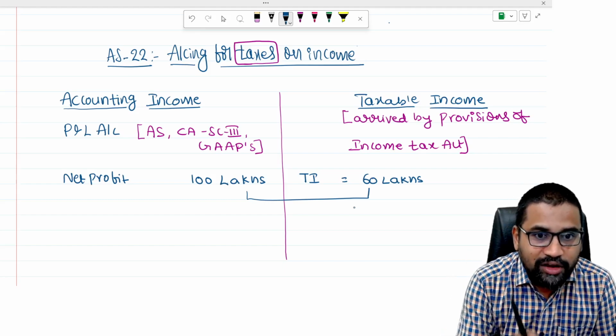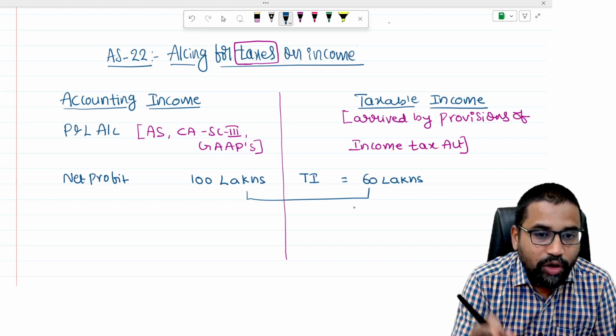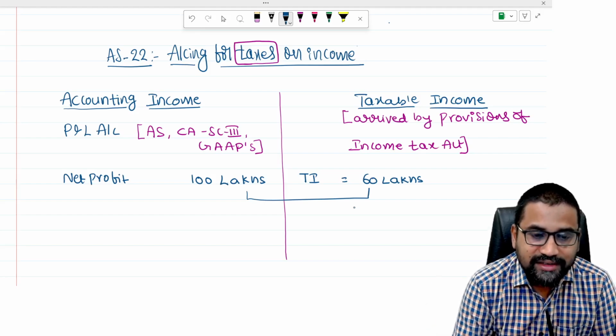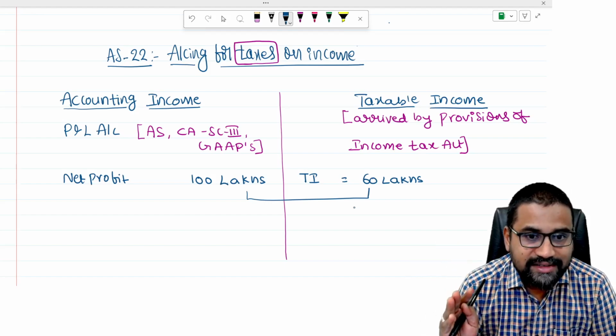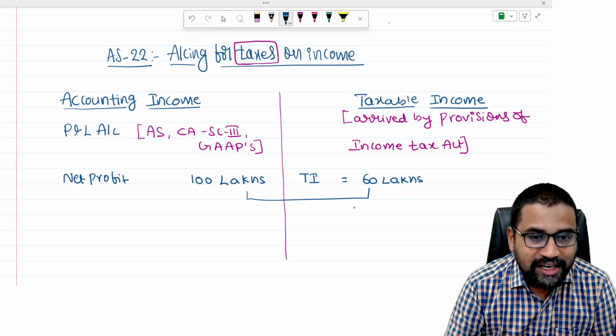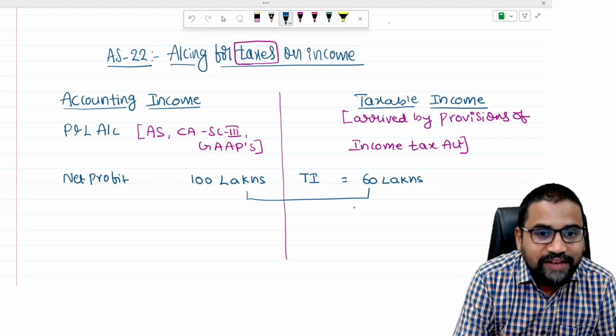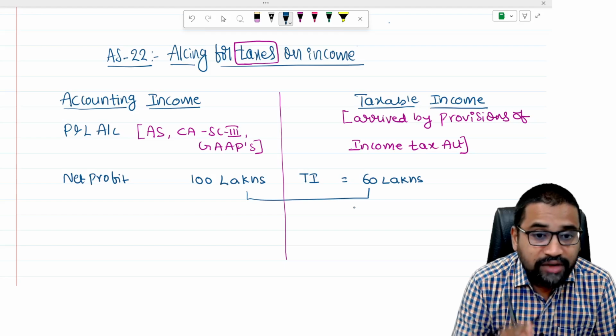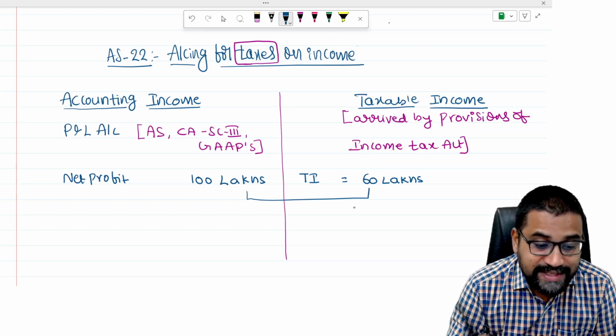Like the depreciation I told. For example, in accounts we follow depreciation by following the rates prescribed in the Companies Act. But in income tax there are separate rates and a separate way of calculating depreciation. Definitely the differences will come. And one more thing, some exemptions, some deductions.